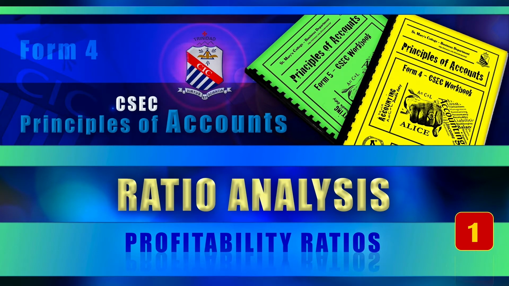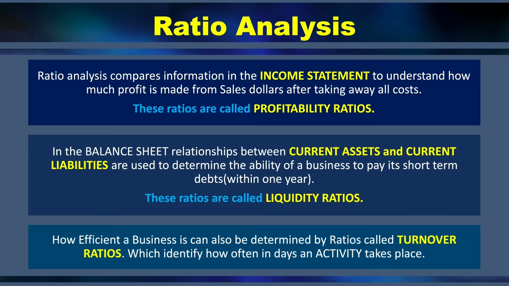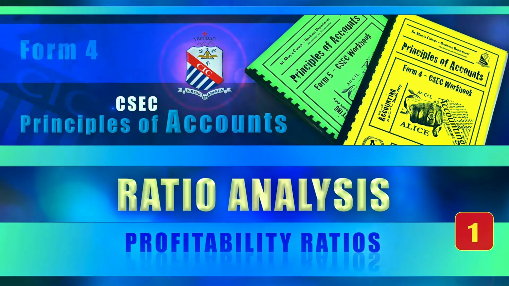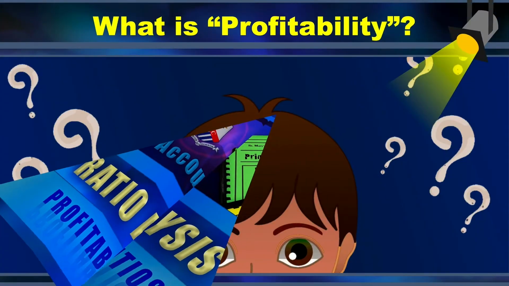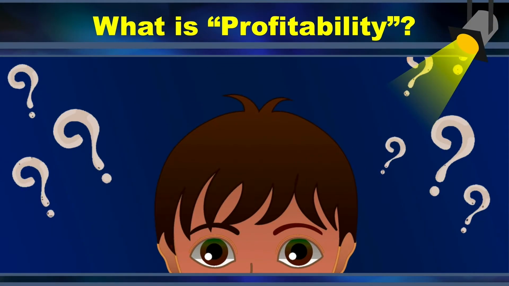So today's lesson, we are going to start with one of the three ratios. We stated that there are profitability ratios, liquidity ratios, and other ratios which express or analyze the activity of the business. So those are activity ratios. But we are going to start with the profitability ratios. And we will start with a definition.